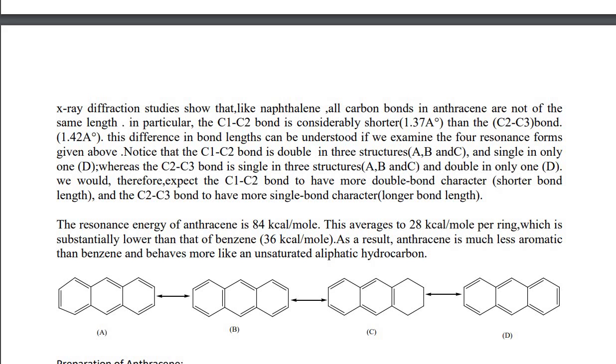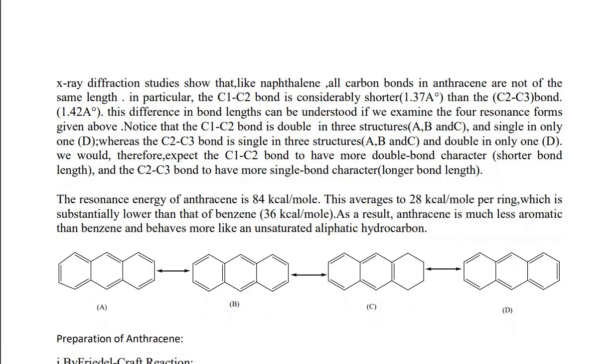Notice that the carbon 1 and carbon 2 bond is double in three structures A, B, C, and single in one, whereas the carbon 2 and carbon 3 bond is single in three structures, and double in only one. We would therefore expect the carbon 1 and carbon 2 bond to have more double bond character, shorter bond length, and the carbon 2 and carbon 3 bond to have more single bond character, longer bond length.